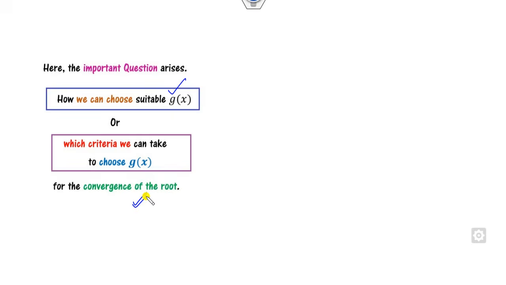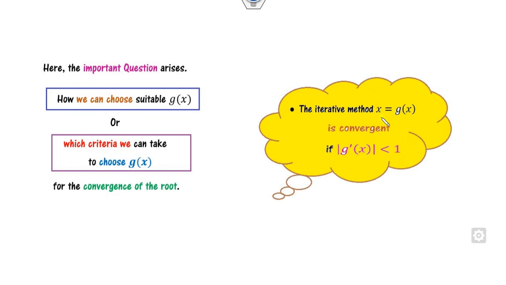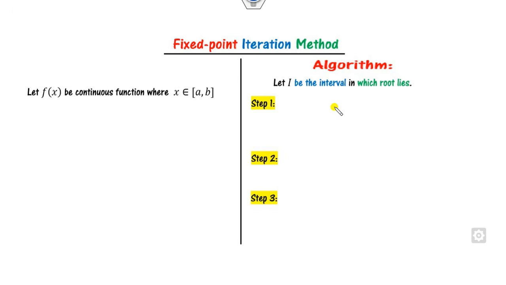I already explained that any iterative method is convergent when this condition holds. So whenever you want to rewrite the equation f(x) = 0 into this form, you just need to check whether this condition is satisfied or not. Now, how can you find the root of the equation by using the fixed point?